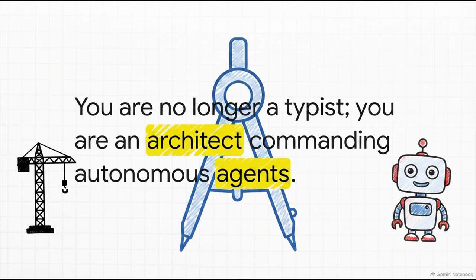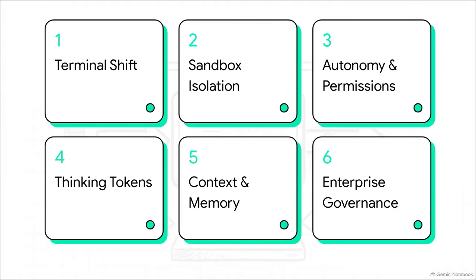The paradigm of software engineering has completely shifted. We've totally moved away from line-by-line coding to orchestrating intent. You're no longer just a typist cranking out syntax, you are a system architect. Your job now is commanding autonomous agents, defining their constraints, and setting up the operational boundaries for your new digital workforce. So, here is our system startup checklist for today.